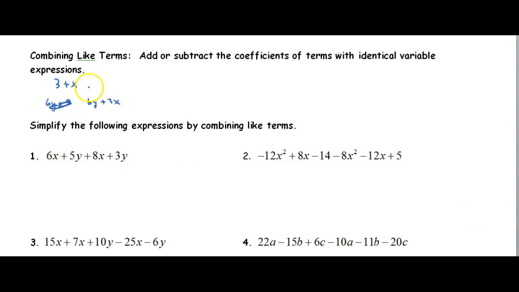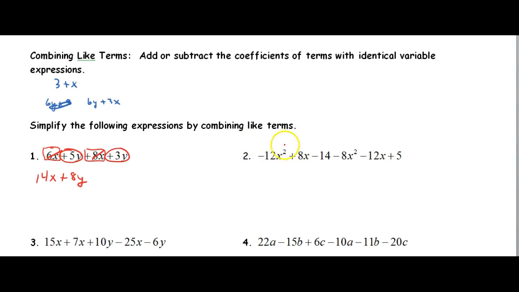What I like to do when I first start is put different shapes around like terms. So 6x plus 8x, right? And then 5y and 3y. The 6x and 8x are like terms. 5y and 3y are like terms. So basically I can combine the x's. 6x plus 8x is 14x. I like to cross them out to let myself know I used them. 5y plus 3y is 8y.